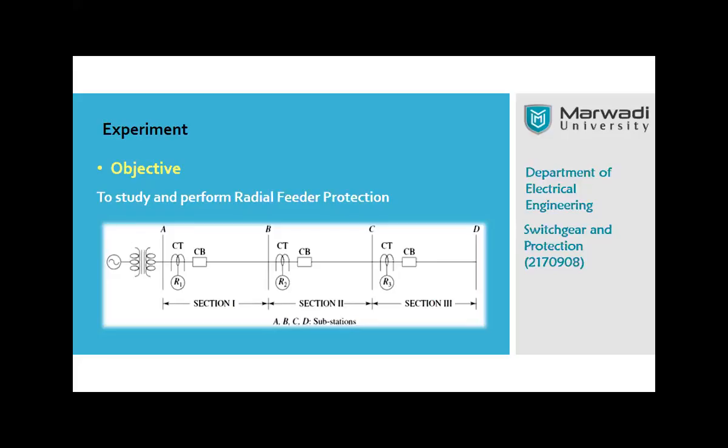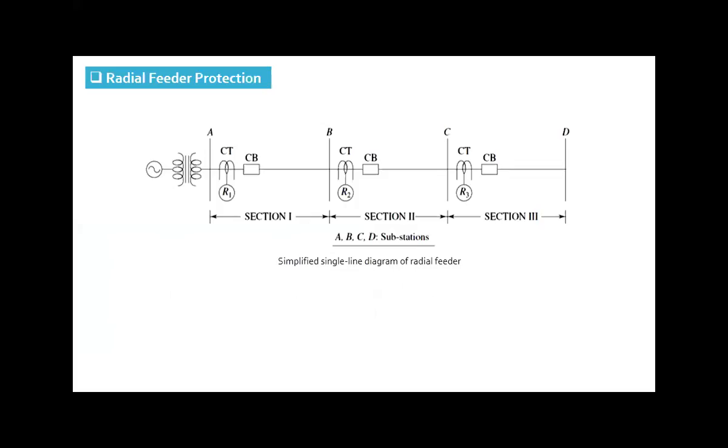Now, what is a radial feeder? So, a radial feeder is a type of connection in which power flows only from the source to the load. So, power flow is only in one direction, that is from source to load.